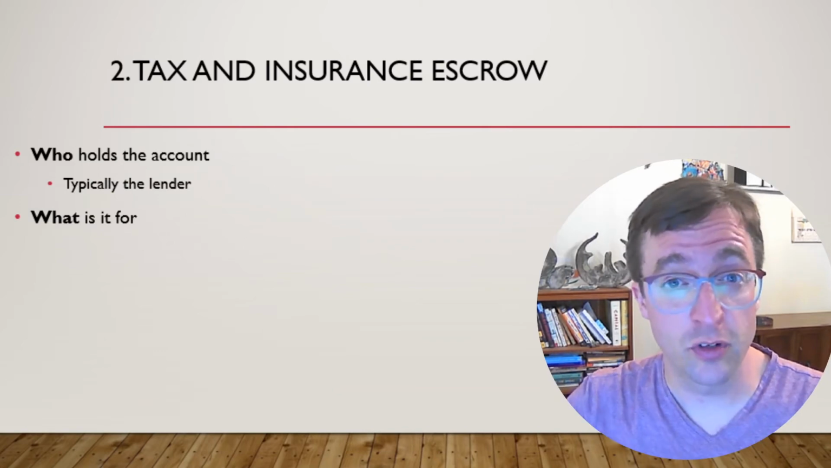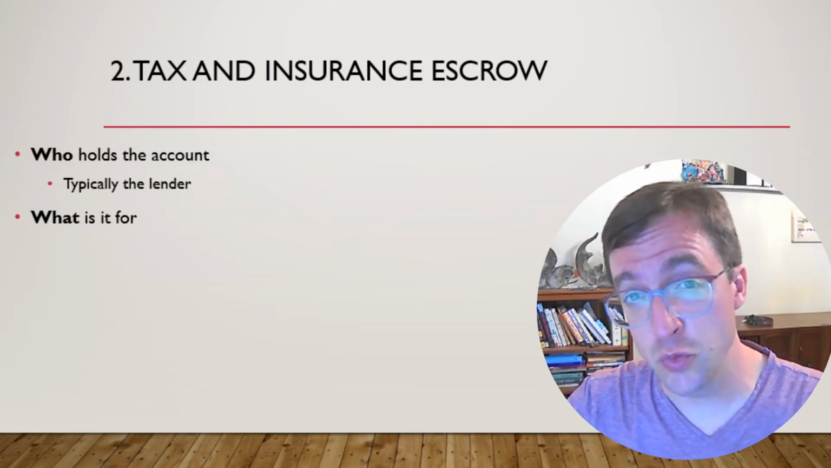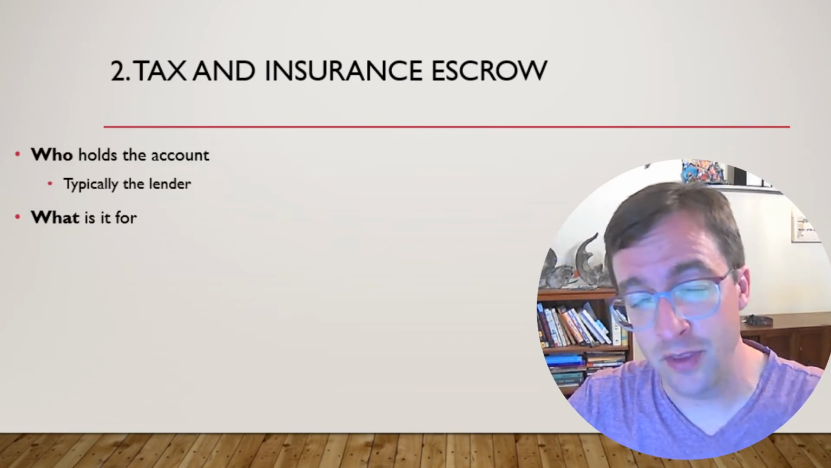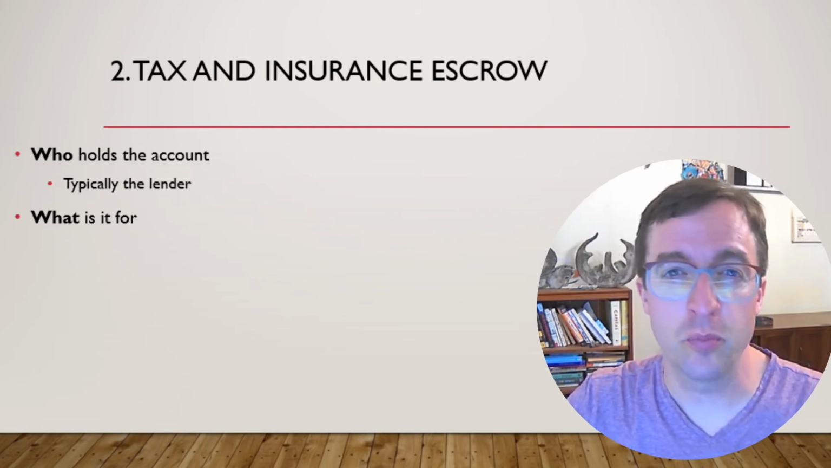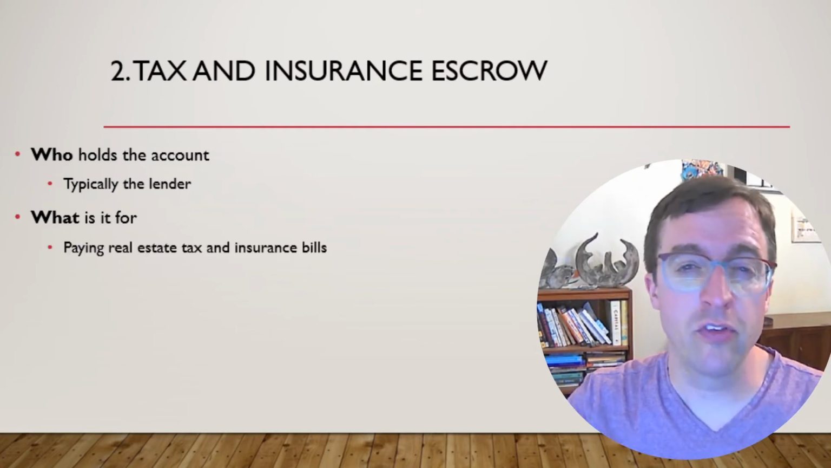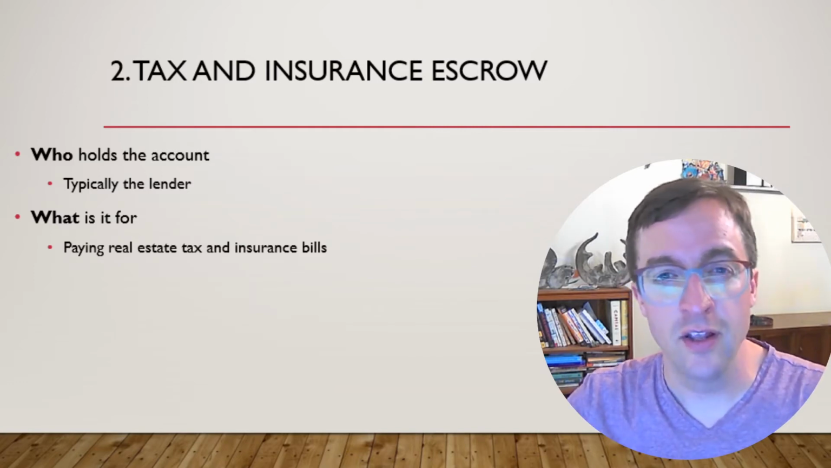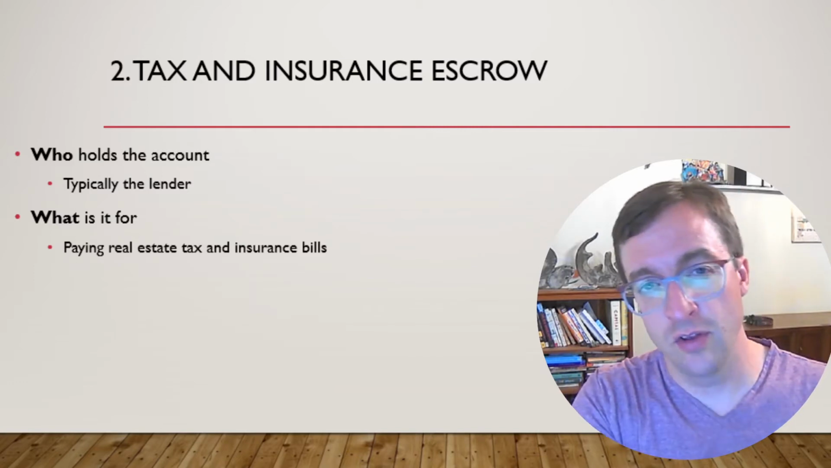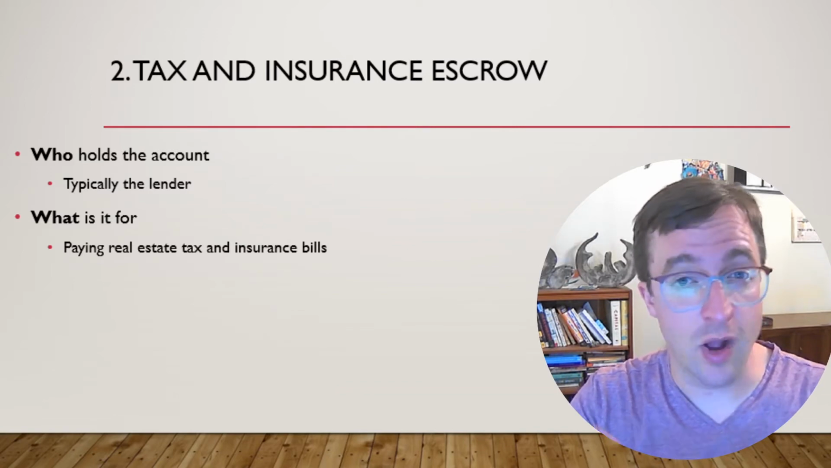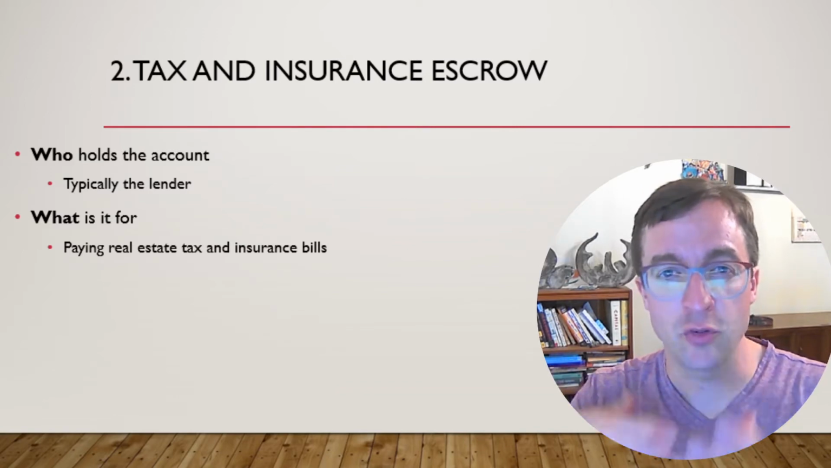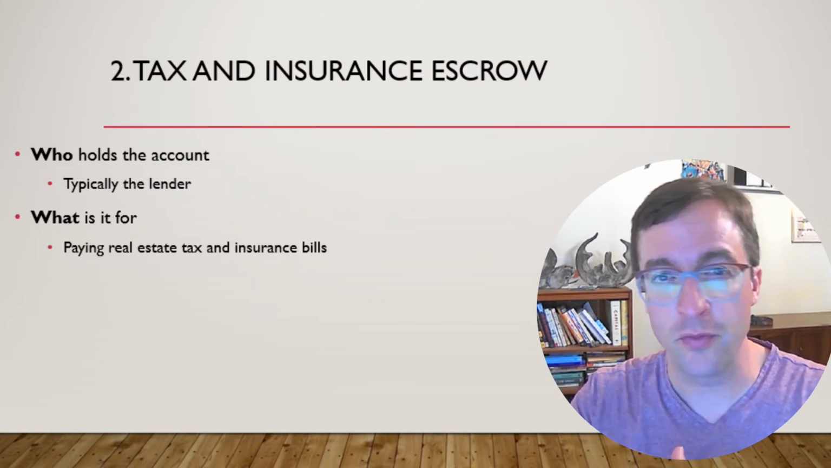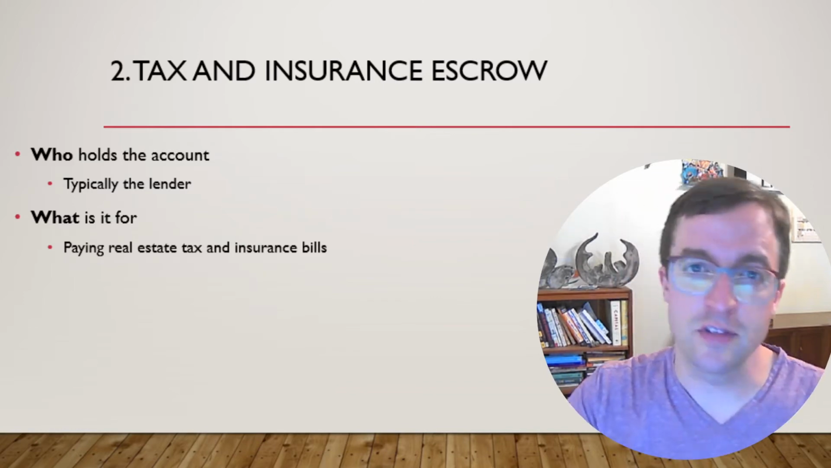What is it for? It's for paying the annual insurance premium and the sporadic tax bills that are paid throughout the year. Since those bills are pretty pricey, the idea is that the lender takes monthly withdrawals from your operating account, your ROC's operating account, and then makes sure that there's enough of a balance throughout the course of the year to pay the insurance and the tax when they come due.